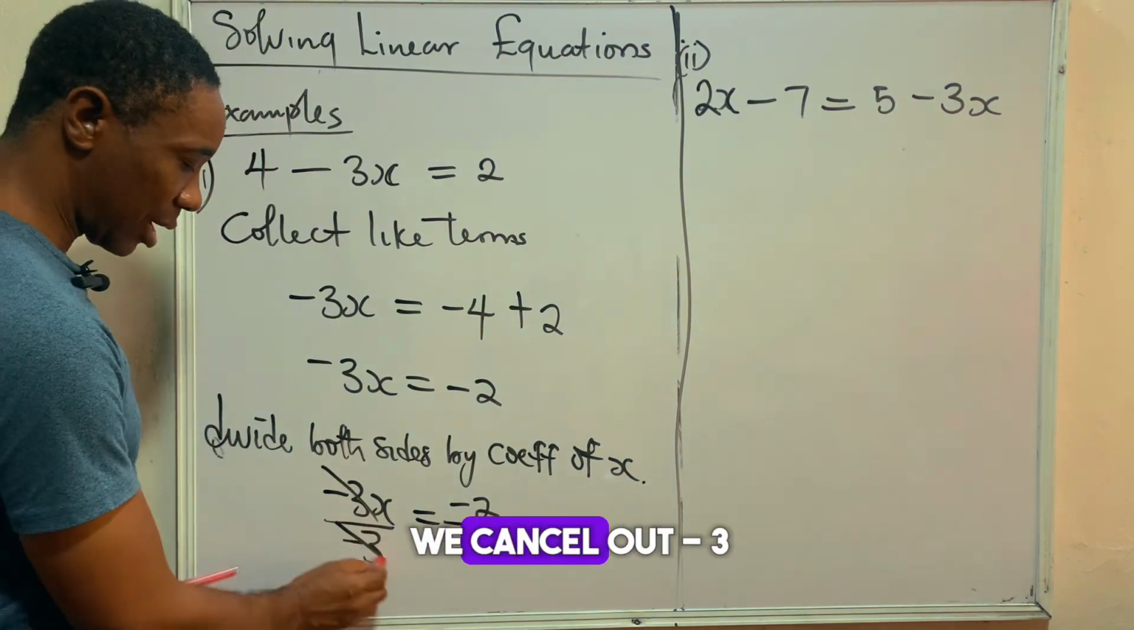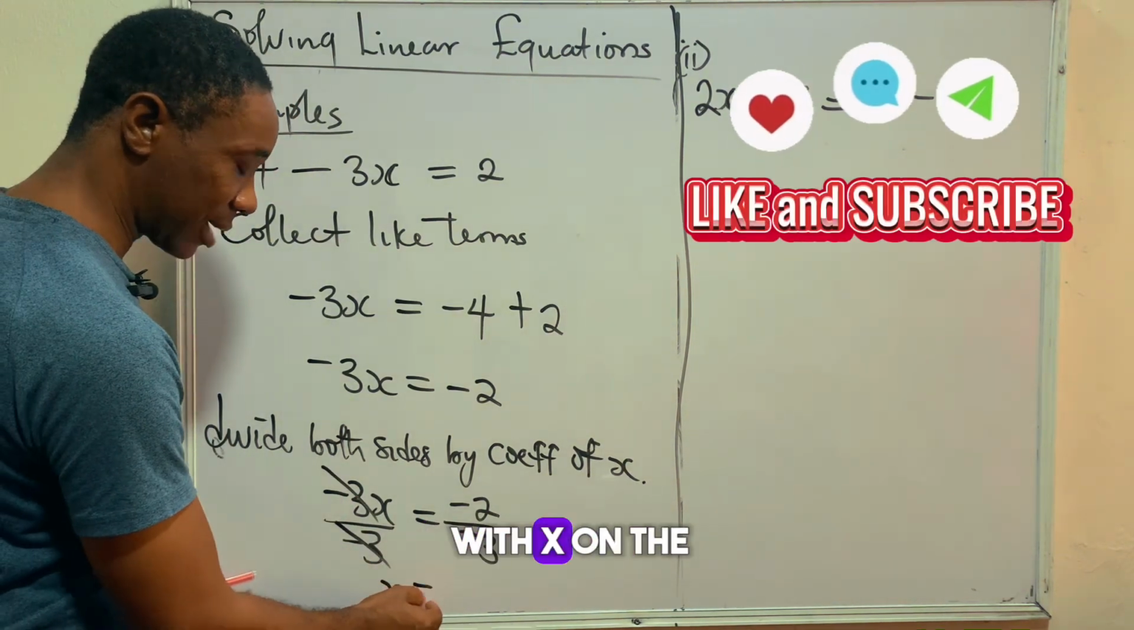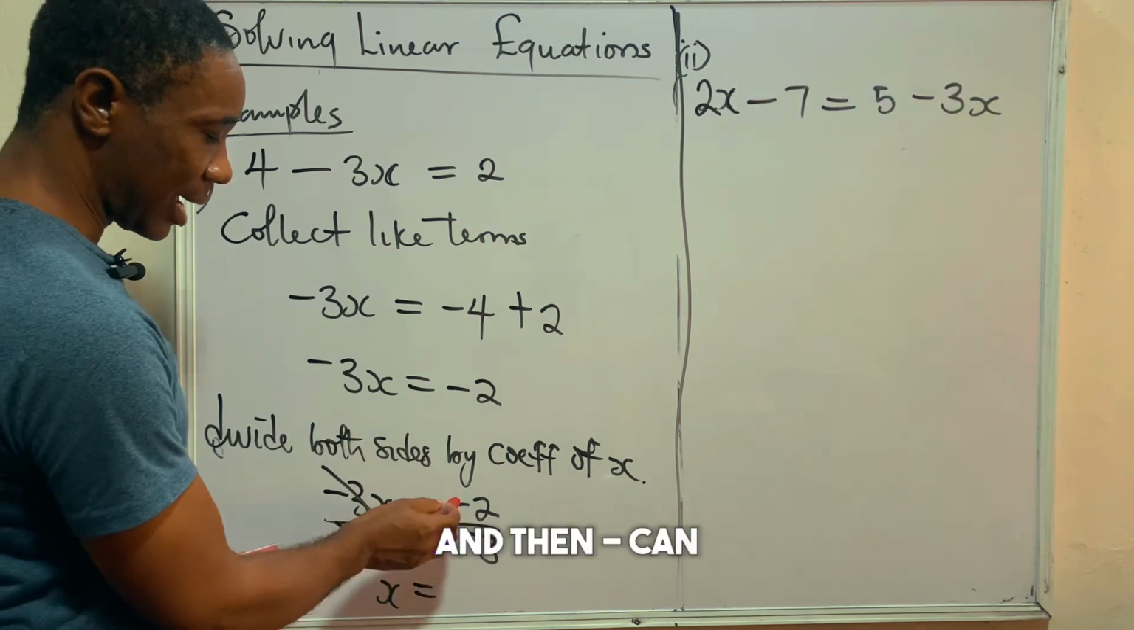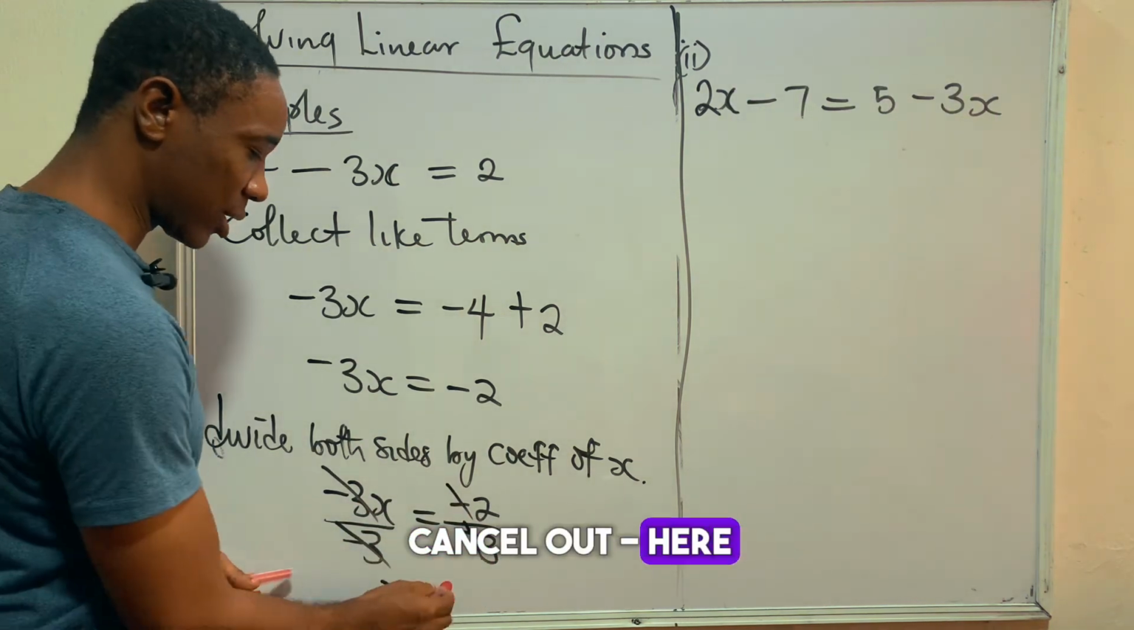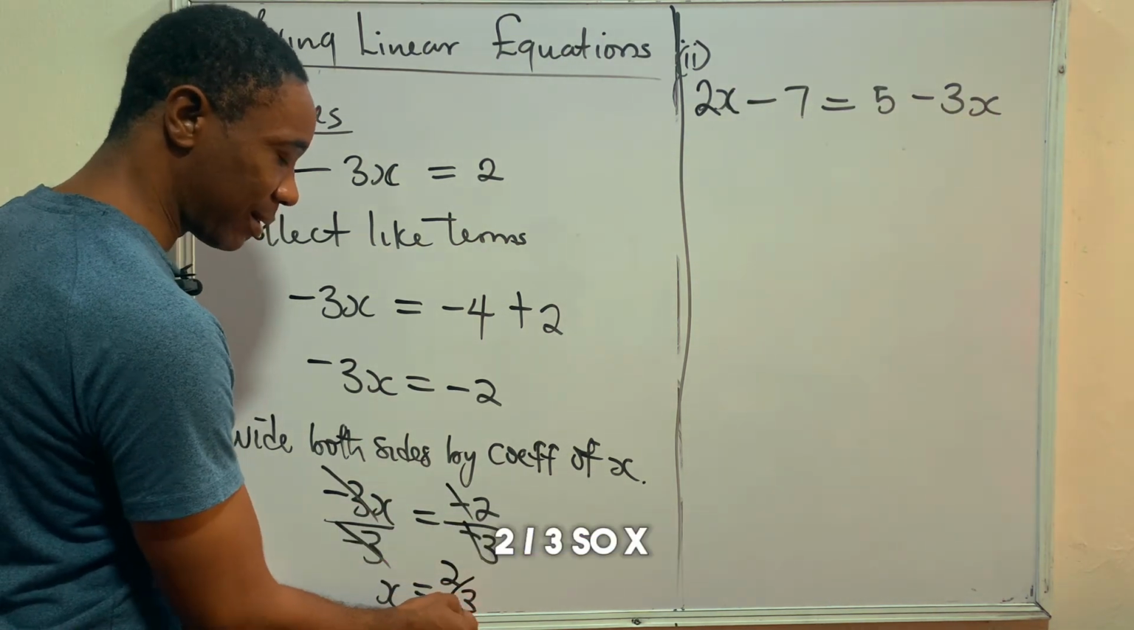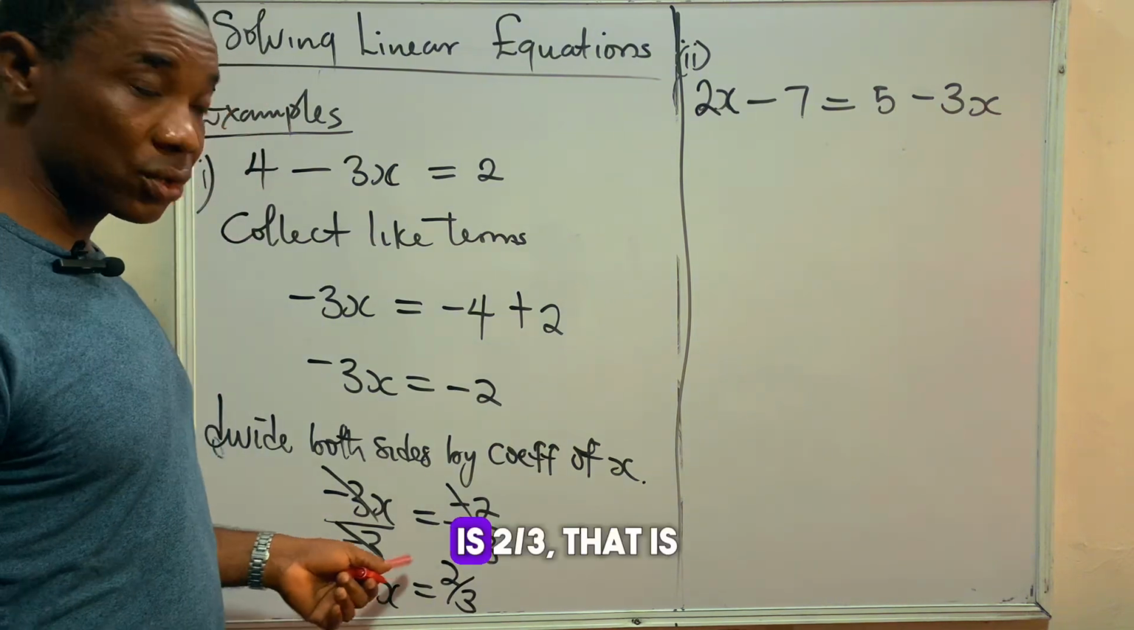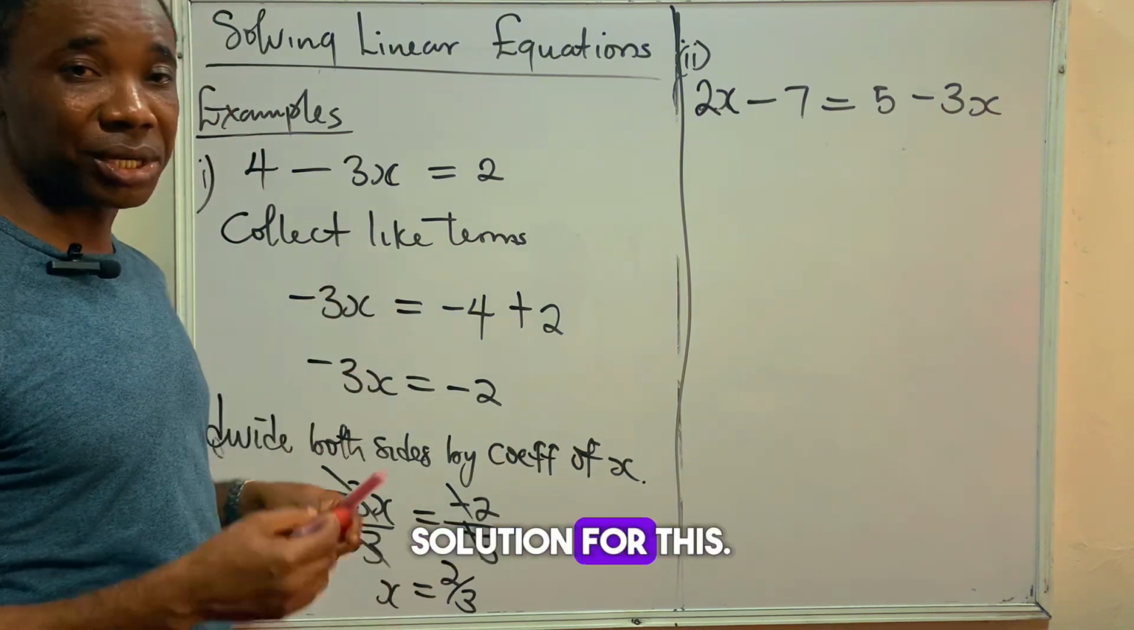So minus 3 will cancel out minus 3, so you are left with x on the left-hand side. And then minus can cancel out minus here. So your answer becomes 2 over 3. So x is 2 over 3. That's the solution for this.